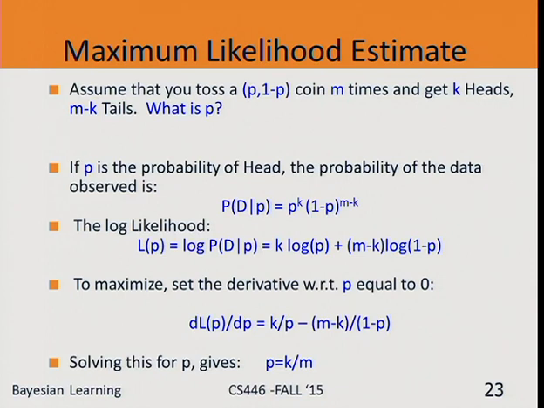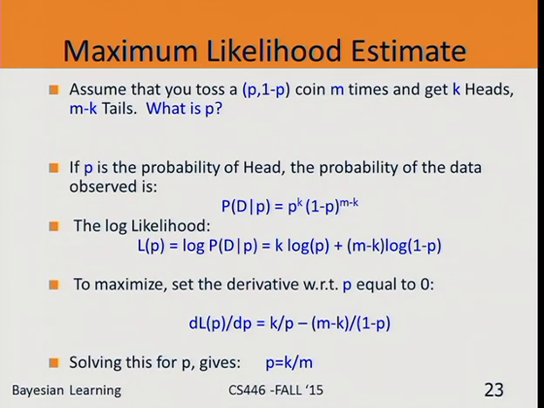And I want to maximize this log probability. Maximizing the likelihood is equivalent to maximizing the log likelihood, and therefore I'm taking the log and maximizing. So the derivative with respect to P is K over P minus M minus K over 1 minus P. If you want this to be an extreme point, equal to 0, you get P equal K over M. So you were right. That's the best value that we can come up with.